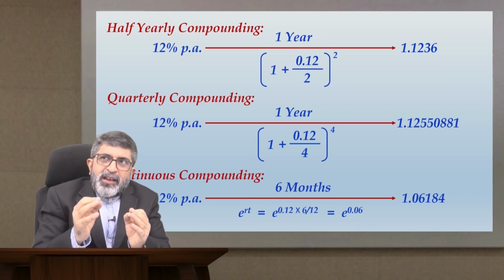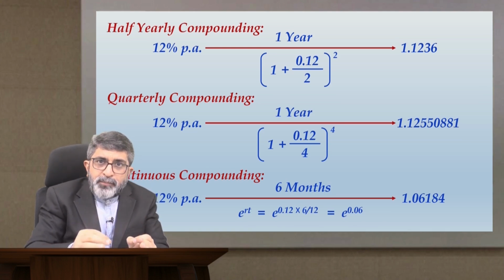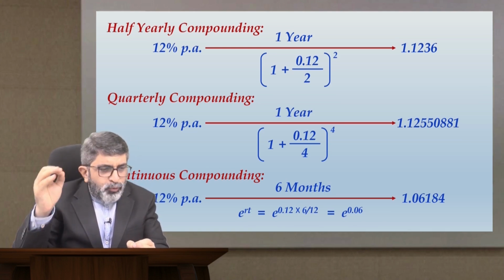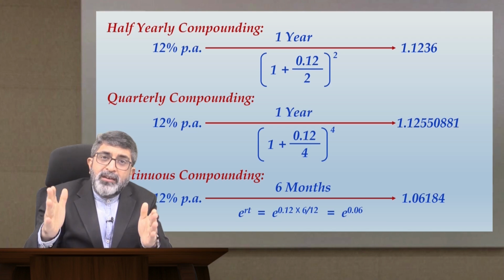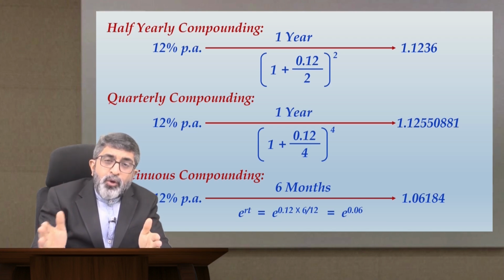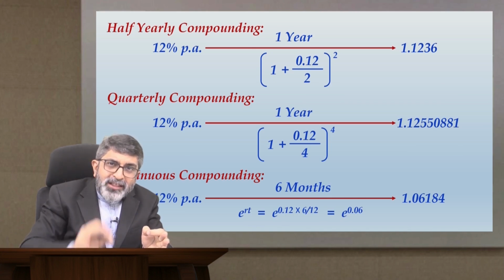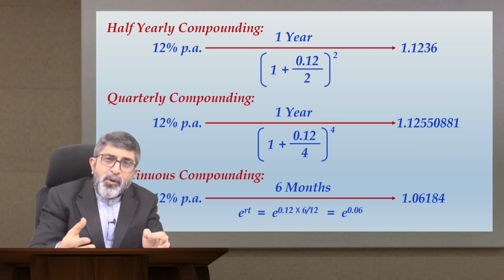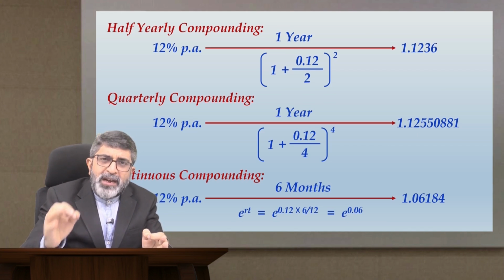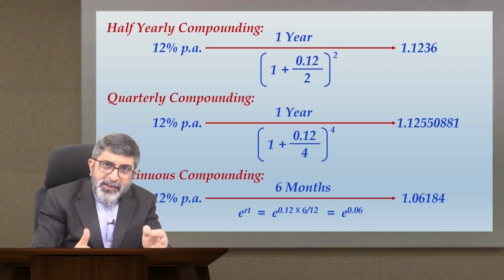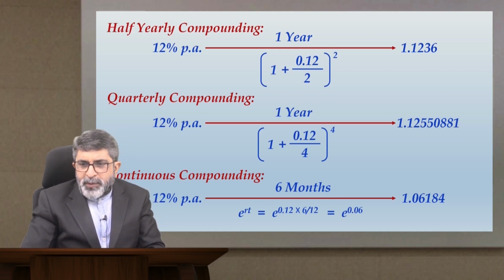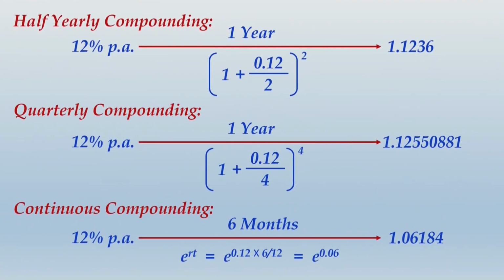That means $1 will become 1.06184 in 6 months' time with 12% per annum continuously compounded. Now no form of compounding can make the future value factor after 6 months anything beyond 1.06184. That is the extreme limit. So I want you to please take note of this whole thing. Let us move ahead and continue writing further.